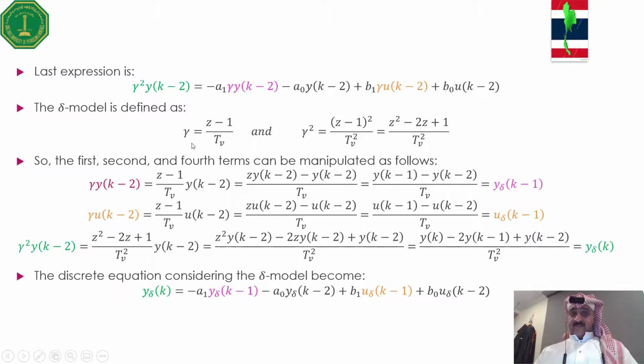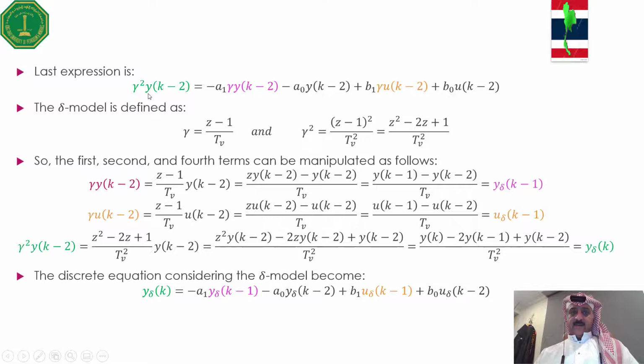The delta model, we said, is gamma equals z minus 1. If we square it, z minus 1 squared, we have z squared minus 2z plus 1. If we expand gamma y k minus 1 here, so what is gamma? We put gamma here, z minus 1 times y k minus 2. So z y k minus 2, from signal and systems course, becomes y k minus 1. And nothing happens here. So the last expression, we call it discretized y k minus 1.